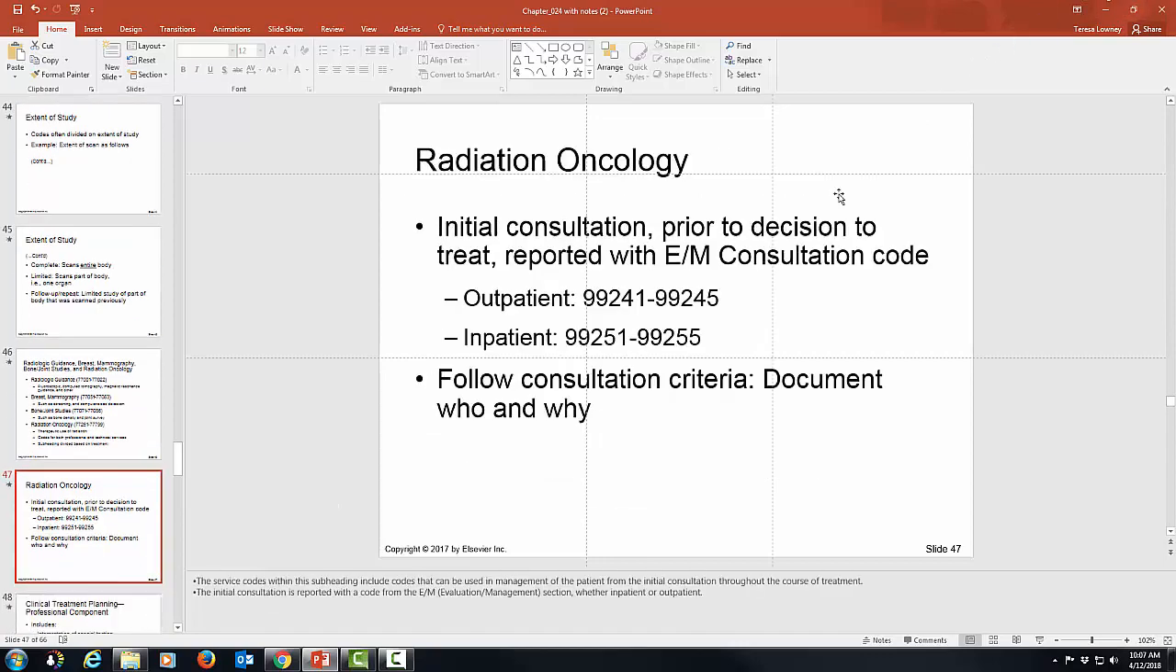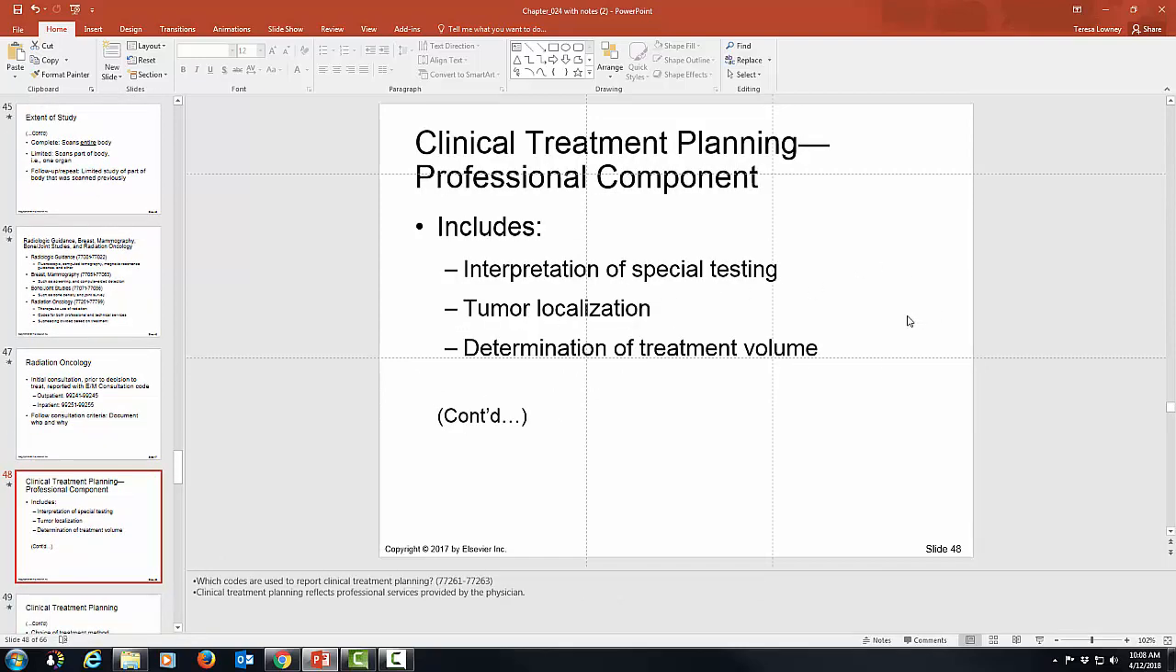Radiation oncology is a huge field. The initial consultation prior to the decision to treat is reported with an E&M consultation code. Outpatient codes are here, inpatient are there, and they're listed in your CPT under your E&M section. The follow-up consultation criteria you need to document as to who and why. Is the patient inpatient, outpatient? Remember all of our little rules for E&M coding from before. Clinical treatment planning includes the interpretation of special testing, the tumor localization, and determination of the treatment volume.